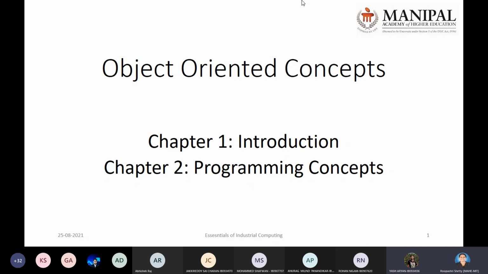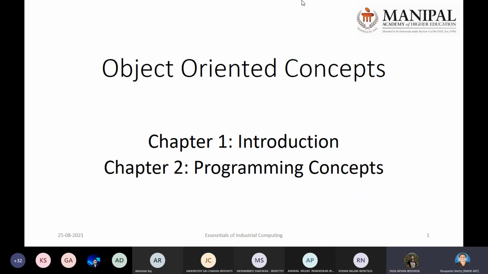Have you studied C in your first or second semester? Yes, ma'am. Does it use the concept of object-oriented programming? No, ma'am. Correct. The name itself tells you it is object-oriented. If you create objects in your program, the concept of objects and classes, then it becomes object-oriented programming. In C, you haven't come across any of these concepts. That is why it is not an object-oriented language.